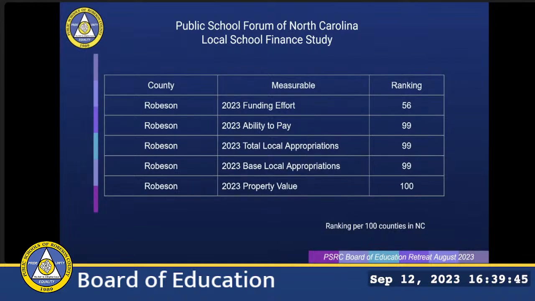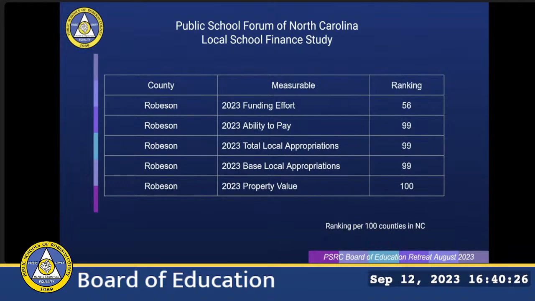The Public School Forum every year releases a local finance study that ranks each county based on these five different measurables. One is funding effort. So that is the counties, if they can fund you, how well are they doing in funding you? We rank kind of the middle of the row there. While we have lower funding, our county is doing really the best they can as far as increasing revenue. Our property values don't generate, if we were to increase the property tax, as much funding as, say, a Wake County or other wealthier counties would.